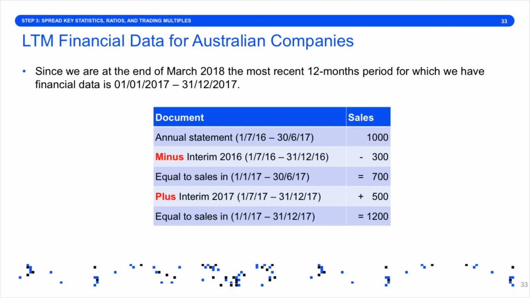I repeat, the problem is that there is no financial statement that has this number. We need to construct it. Anyway, when it comes to LTM, the only important thing to remember is that since all accounting is usually based on 12 months, we need sales, income, EBIT, EBITDA, all the income statement over 12 months, but we want the last 12 months, so the most recent information. And sometimes we need to patch it together, combining different statements.